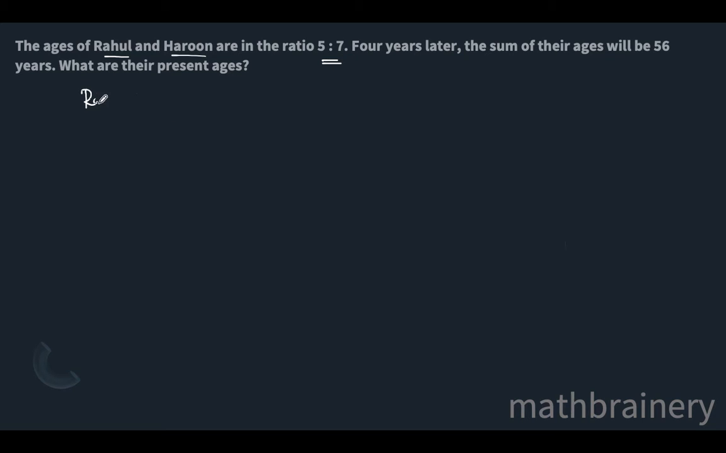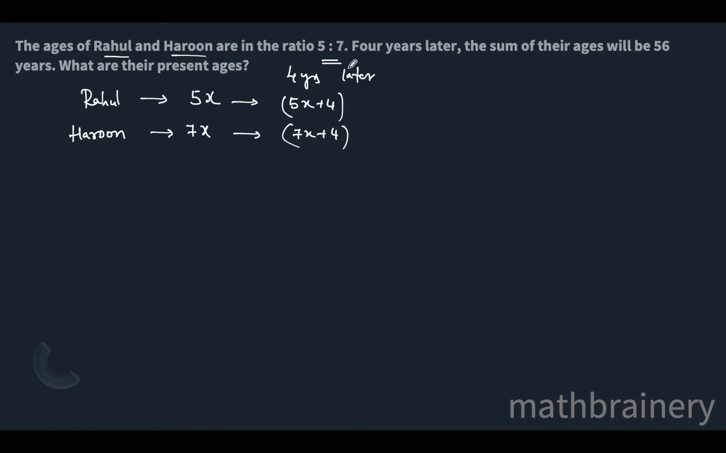So I can assume Rahul's present age as 5x and Harun's present age as 7x. Now what will be their ages 4 years later? 4 years later, Rahul's age will become 5x plus 4 years and Harun's age will become 7x plus 4 years, isn't it? What is given: 4 years later, the sum of their ages will be 56 years, that is the sum of these two must be 56, that is 5x plus 4 plus this 7x plus 4 must be equal to 56.